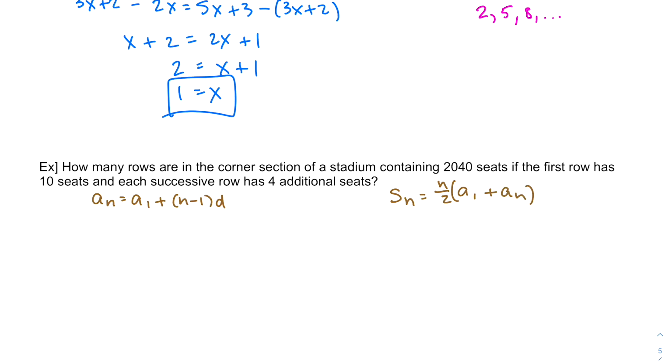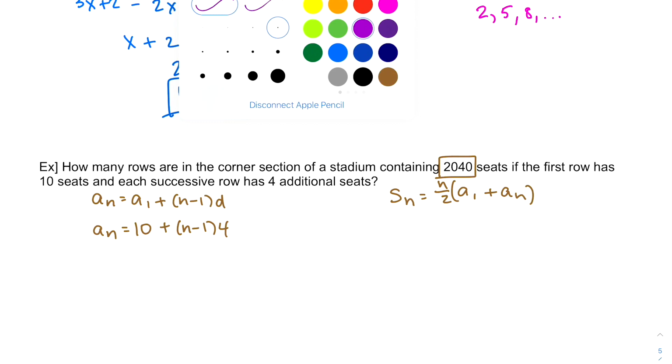So it says the first row has 10 seats. That's pretty much telling us that a sub 1 is 10. And it's saying that each row behind that row has 4 more seats as you go back. So that's giving us our common difference, which is 4. So we've already been able to set up a formula for the nth term, meaning how many seats are in any given row of this section. We've also been given a sum. In total, there are 2,040 seats.